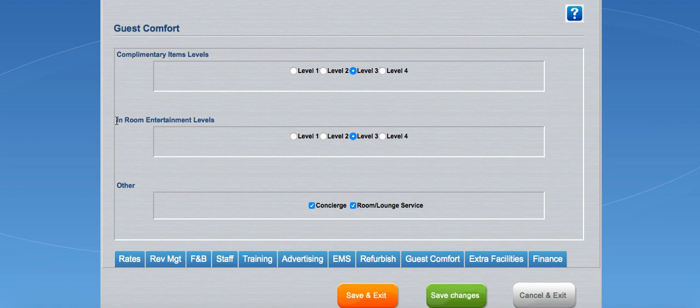Next, we have in-room entertainment. So this carries on succinctly from the complimentary items. Level 1 is basic TV and telephone. Moving through level 2 and level 3, we add additional items. By the time we get to level 4, we have the full works. We have an entertainment suite, we've got pay-per-view movies, we've got a dock for our iPod. So we need to think again carefully about that. The help file will give us information on the costs associated, and it will also give you a full breakdown of all the items that are included for each of the levels. Finally, underneath, we can choose whether we want to have a concierge or a room and lounge service option as well.